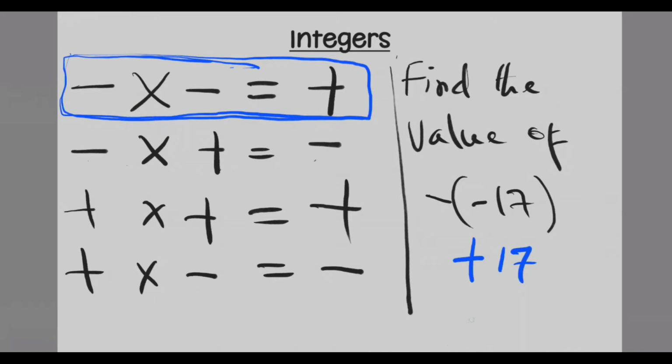And remember, plus 17 is the same thing as just 17. We don't have to write a plus, but we write it so you can see what we're talking about here. So minus times minus is plus 17. Let's do another practice example just to drive this in. I'm going to do one more example, okay?